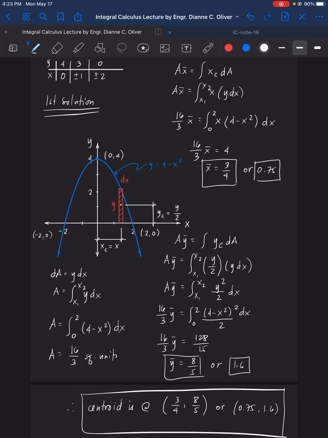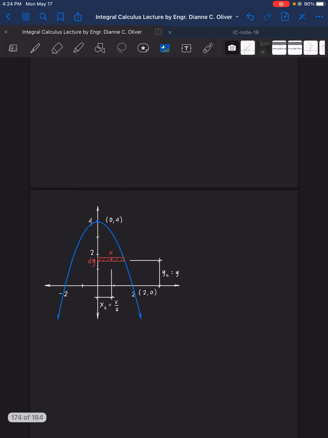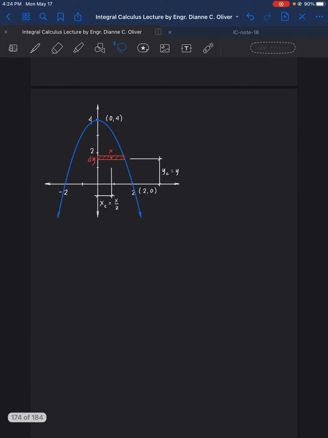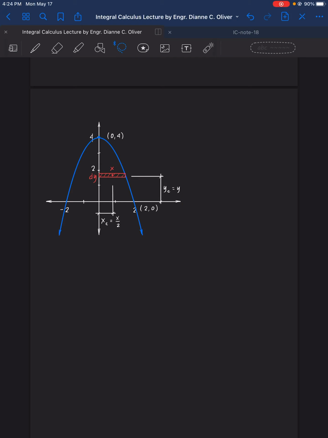Now how about the second solution? Okay. So for the second solution, let's use the same figure. For the second solution, we have the same figure, but this time, we will be using a horizontal area strip. So the horizontal area strip here has the area dA equal to x dy.